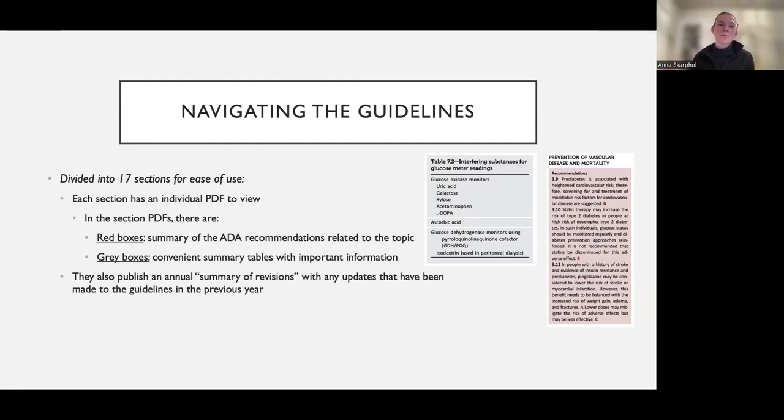And then in addition, if you're on the website, they have all 17 sections. And at the beginning, they actually have an annual summary of revisions document. This is really nice if you already stay up to date on the guidelines, because each year when that comes out, you can just review it. Those are the things that have changed within the guidelines. And so it's just a nice quick summary.